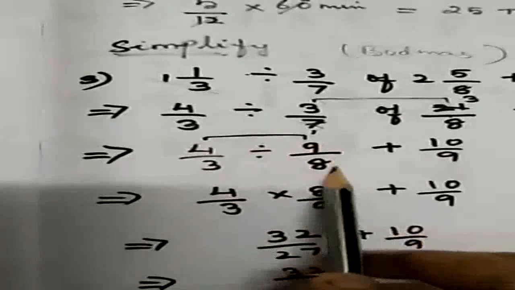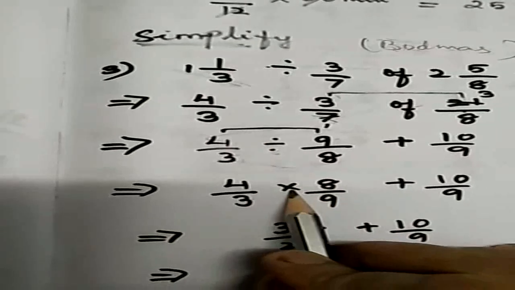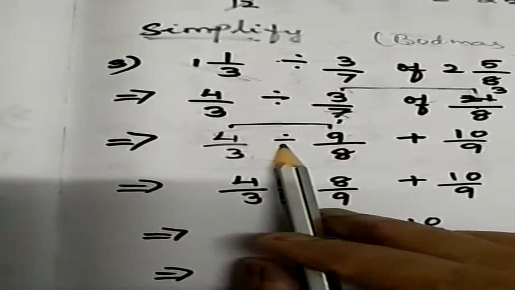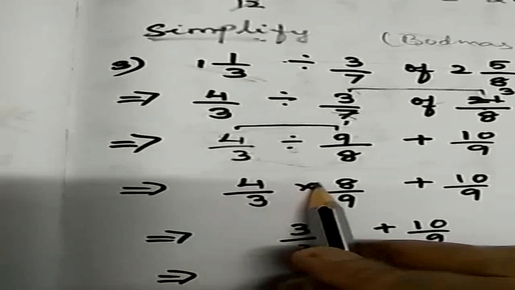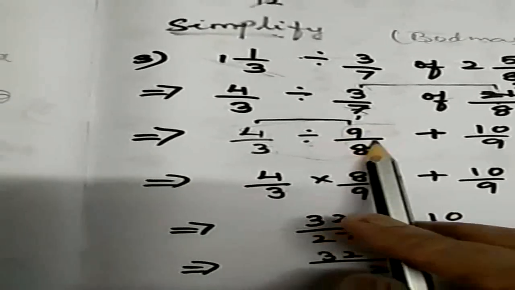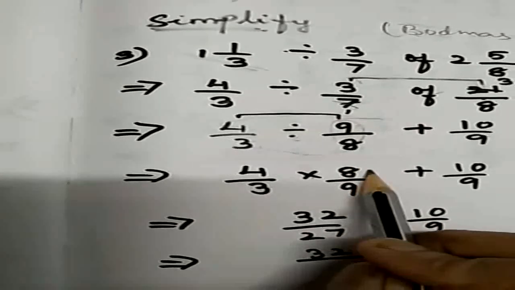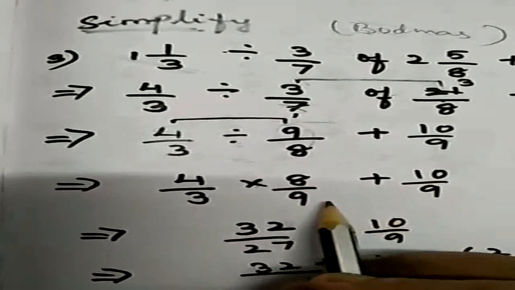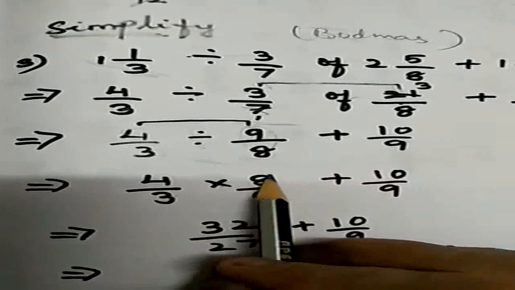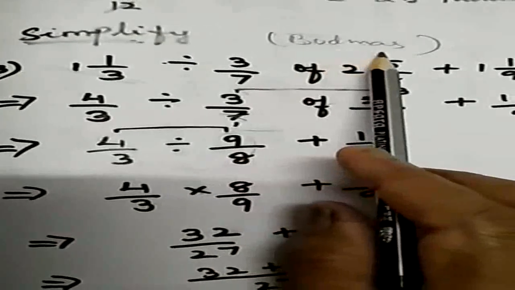So this division now you have to do. So 4 by 3 division will change into multiplication. When you are changing this division into multiplication, then this will also become reciprocal. 9 by 8 will become 8 by 9. Reciprocal means ulta. Plus 10 by 9. Okay, then after the division, which one is there?